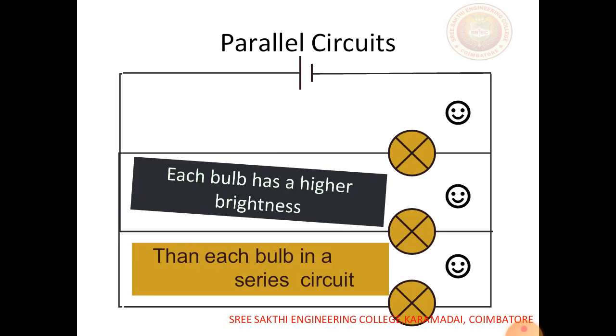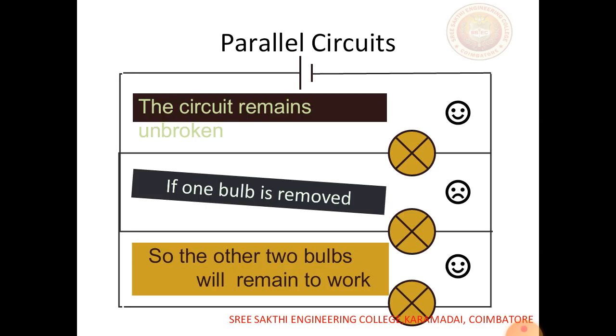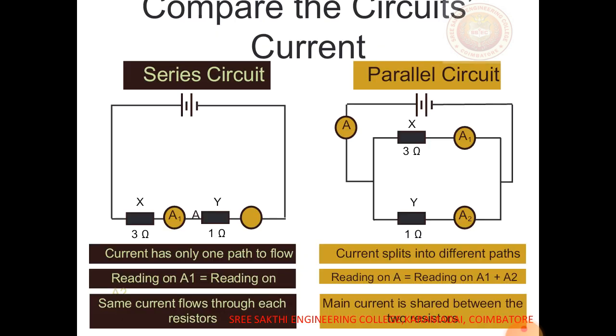So here in the parallel connection each bulb will have higher brightness. So we can say the bulb brightness in a series connection will be less compared to that of the parallel connection circuits. If one resistor is removed from the circuit, then the circuit will not be broken. You can see the second bulb is removed, so the smiley indicates sadness, and the other two bulbs are bright. So you can find out the practical difference between the series and parallel circuits.